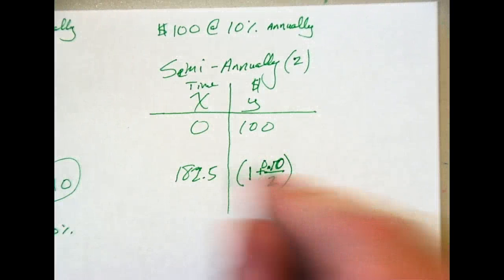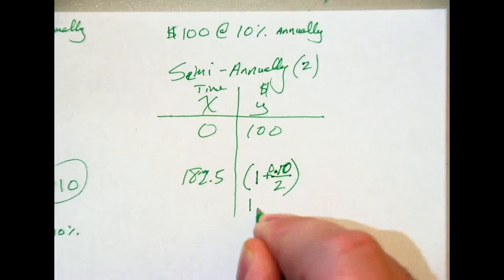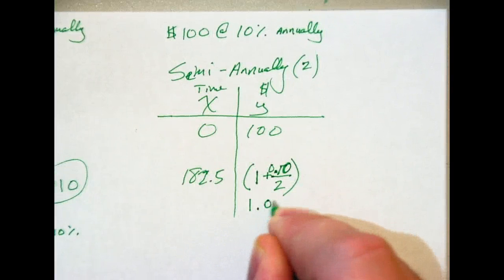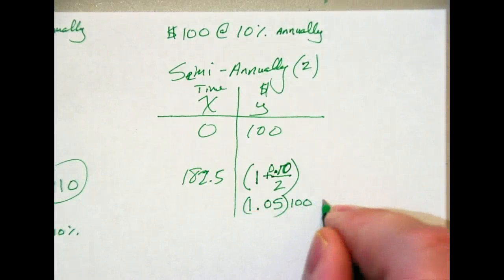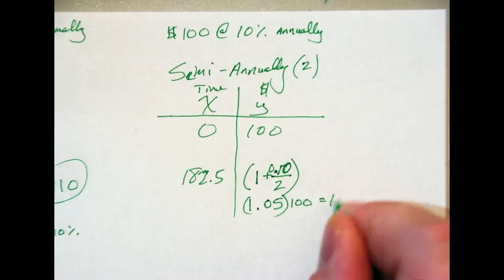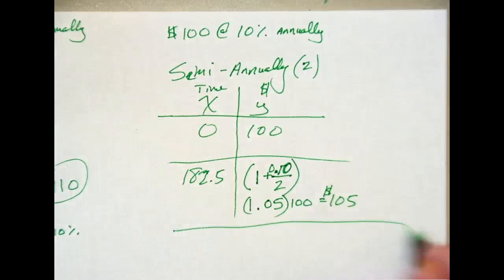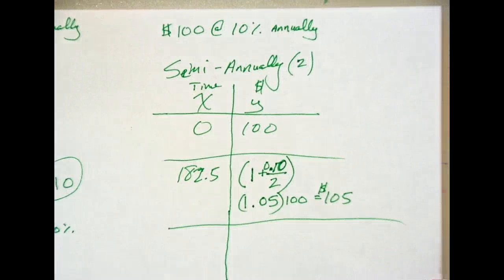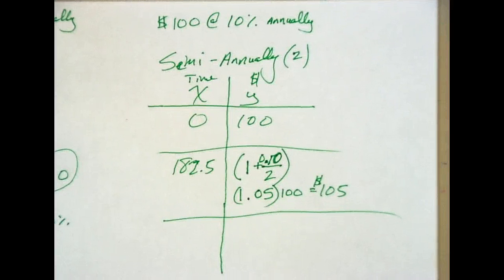And you multiply all that by 100. So really you're going 1.05 times 100, which gives you $105. Everyone agree? So halfway through the 182nd day, you get $105. You're like, score, man, I made $5. Woohoo!